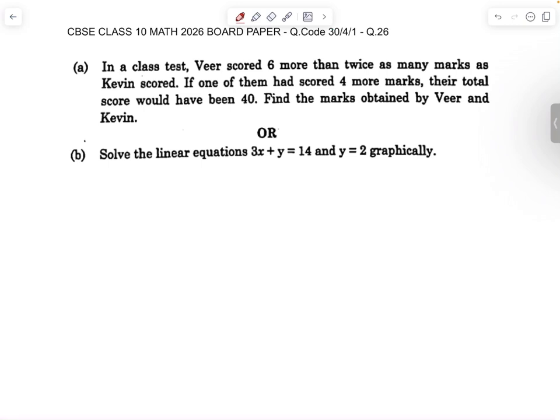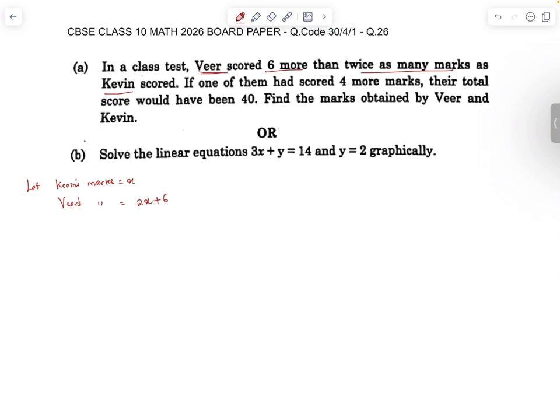marks as Kevin scored. If one of them had scored 4 more marks, their total score would have been 40. Find the marks obtained by Veer and Kevin. Now here in this question, Veer's marks depends on Kevin's marks. Let's assume Kevin's marks as x. Veer scored 6 more than twice as many marks as Kevin. So Veer's marks is 2x plus 6.